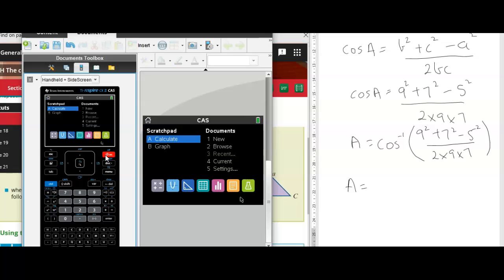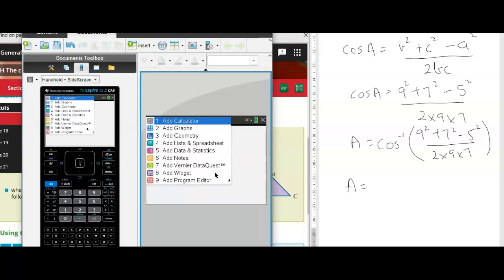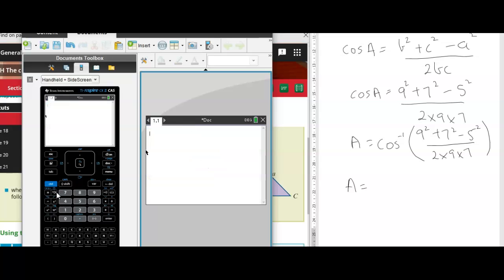Let's just do a new document. I was doing quite a few videos today for my year 10s. So we're doing calculator. All right, so we want inverse cos.